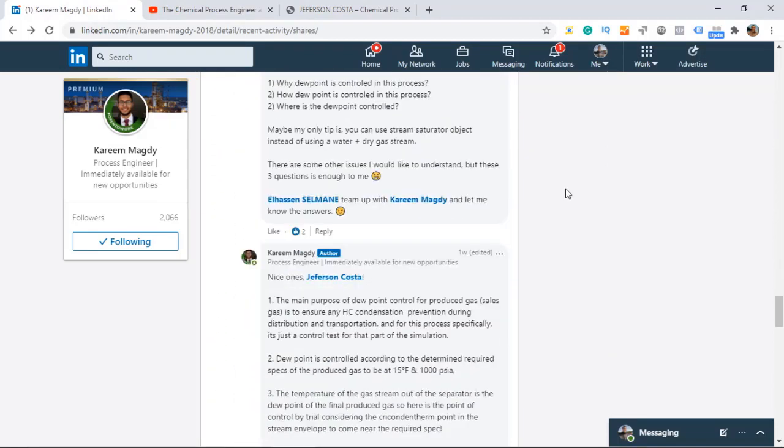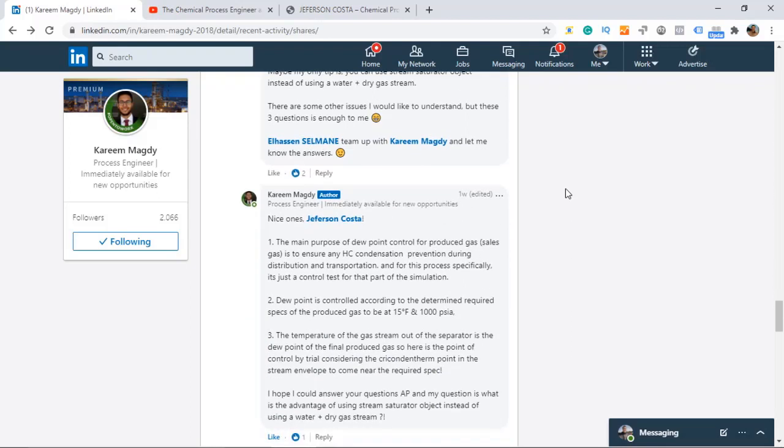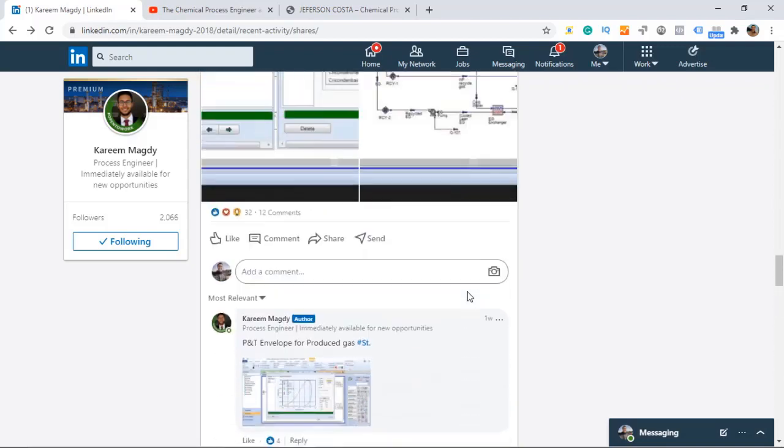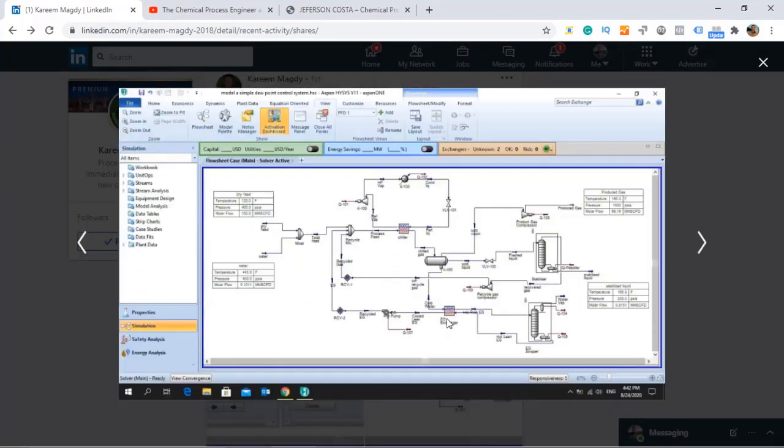And the third question was, where is the dew point controlled? And his answer was the temperature of the gas stream out of the separator is the dew point of the final product gas, so it is the point of control. By trial, considering the critical datum point in the stream envelope to come near to the required spec. This was a very good answer, and thanks for your answer, Karim.